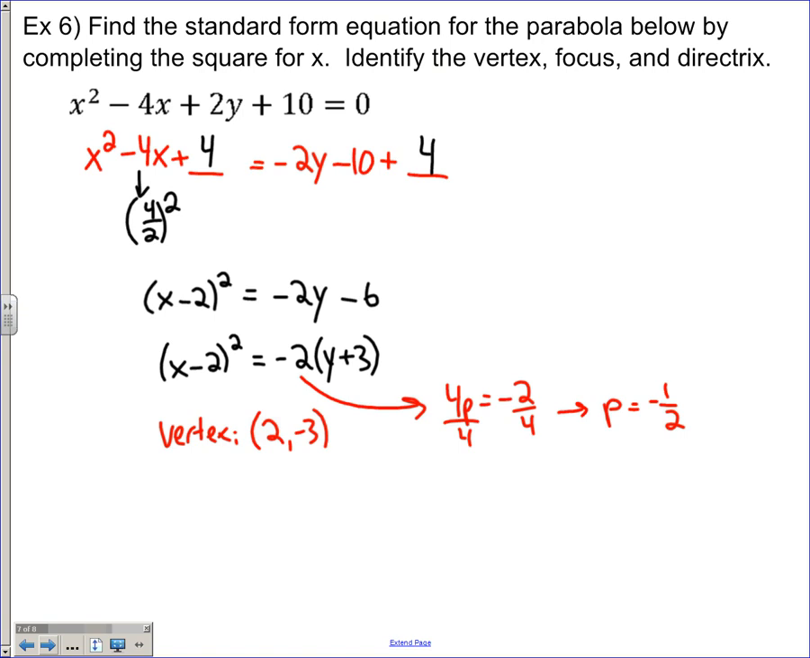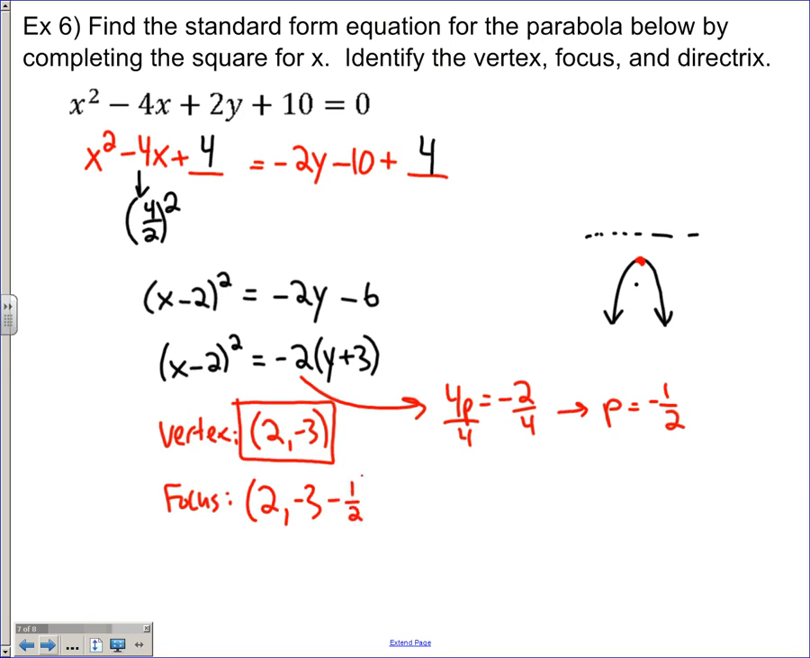Since our x value is being squared, we know it's a vertical parabola. And because our p-value is less than 0, it's going to be a vertical parabola opening downward. So in general, that's our sketch. We know our vertex. So from that, to find our focus, we can see our focus is directly below the vertex. So the x value is still 2. The y value is negative 3 minus 1/2. It's 1/2 units below, which is going to give us 2, negative 7/2.